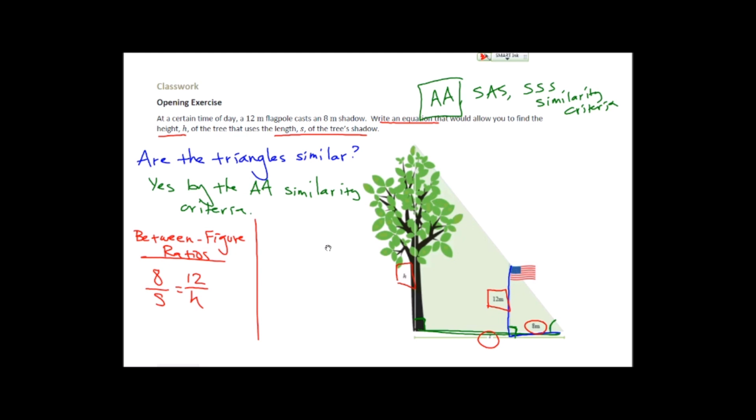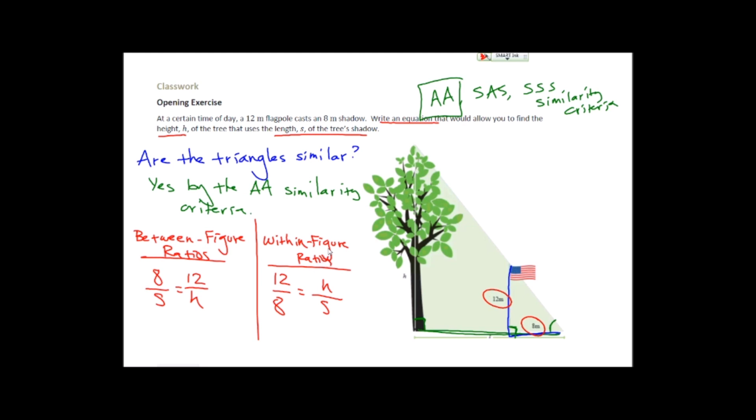The other ratio we could use is the within figure ratios. This is where you look within the figure to find some ratios. So I'm going to compare the height of the flagpole to the shadow of the flagpole within that same figure. So I'm looking at 12 over 8 is equal to the corresponding height of the tree to the shadow of the tree, h over s. Okay, so each of those ratios are within the figure as compared to being between the two different figures. Okay, now you can use either method to answer this question.